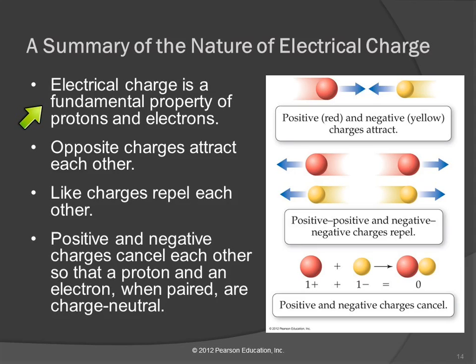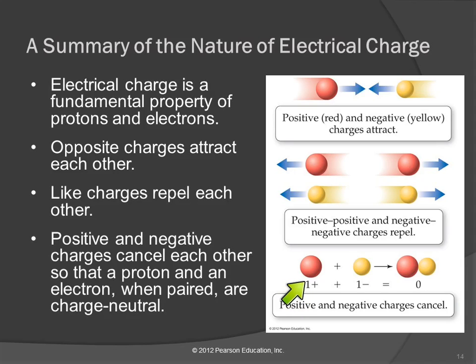Electrical charges act much like magnets do. And so if we have opposite charges, a positive and a negative, they will be attracted to each other. If we have two positives or two negatives, they will be repelled away from each other. They'll push away from each other. And so we need to know that. Opposites attract, like charges repel.